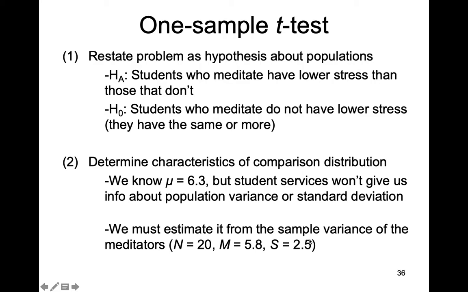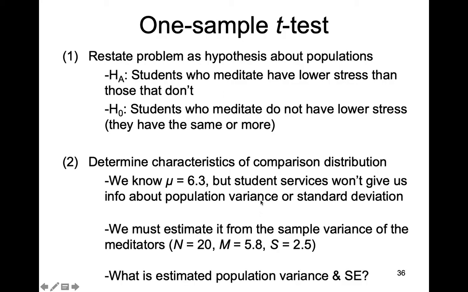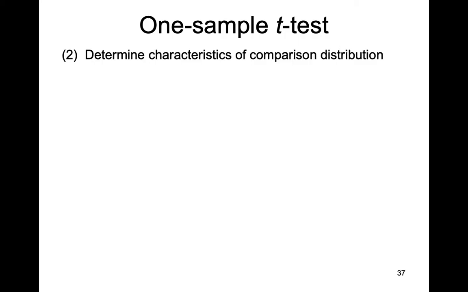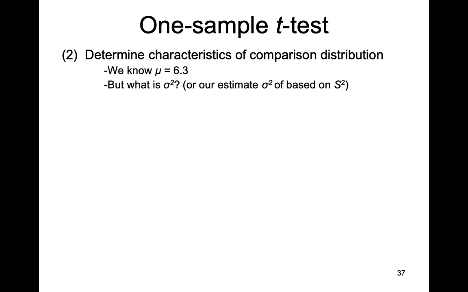And when you're doing the homework from the book, by the way, keep in mind what's being given to you in a problem. If you're just given some of this information, are you being given a variance or are you being given a standard deviation? All right, so we need to figure out what is the estimated population variance, and then from that estimated population variance, we'll use that to figure out the standard error of the mean. Okay, so in determining the characteristics of the comparison distribution, we know that the mu is 6.3. We're going to come up with an estimate of population variance based on our estimate from our sample.